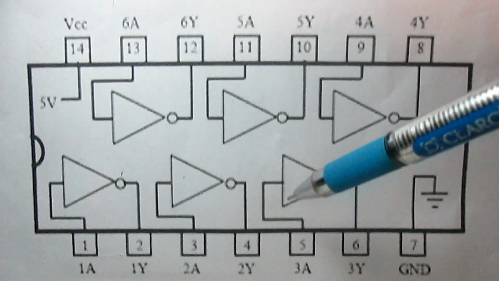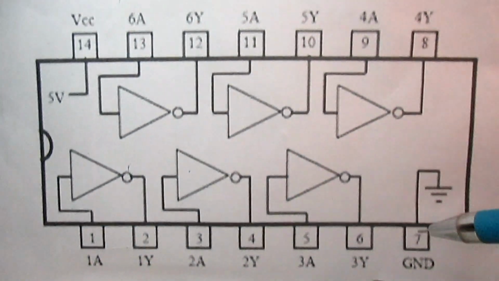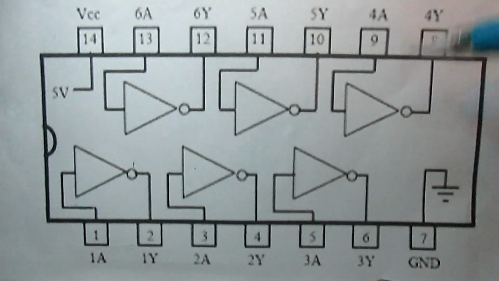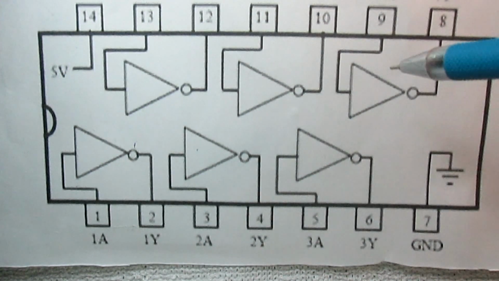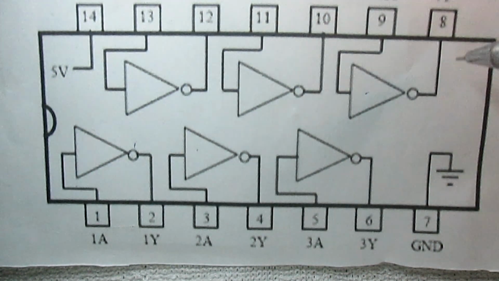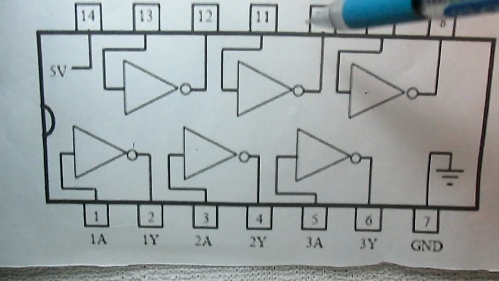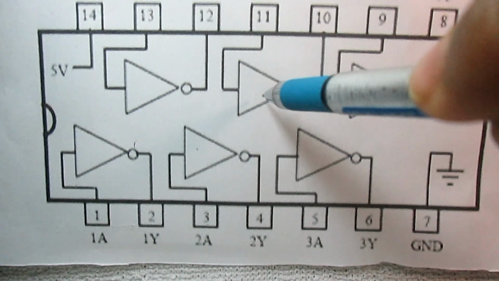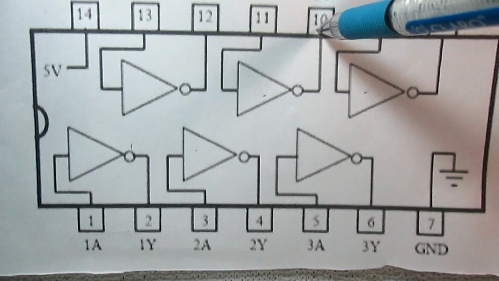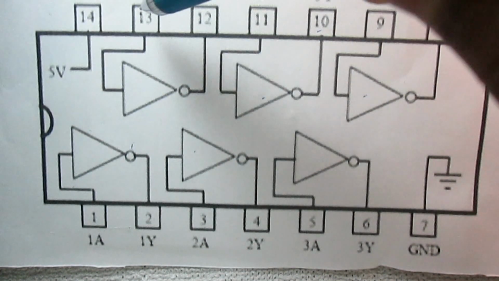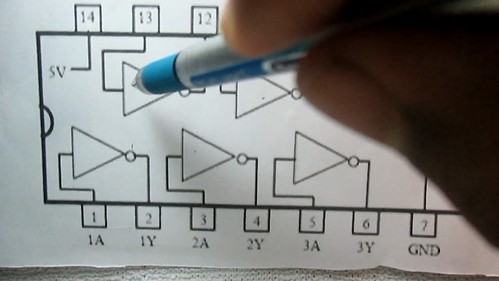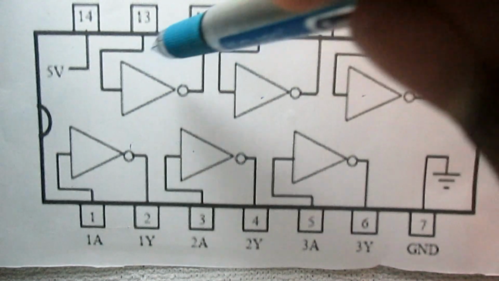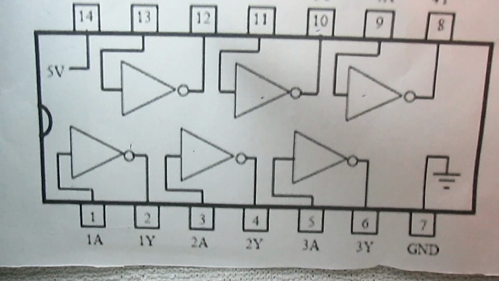Fifth is the input to the third NOT gate and sixth is the output from the third NOT gate. Ninth is the input to the fourth NOT gate and eighth is the output from the fourth NOT gate. Pin 11 is the input to the fifth NOT gate and 10th is the output from the fifth NOT gate. 13th is the input to the 6th NOT gate and 12th is the output from the 6th NOT gate.